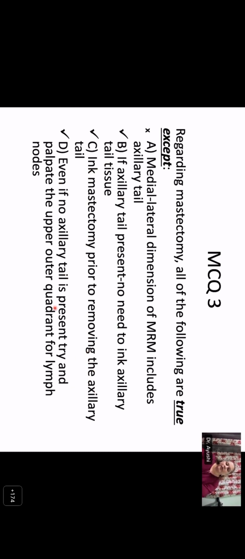Even if it is a simple mastectomy without axillary tail in the specimen that is sent, you should at least try to palpate and identify any kind of nodes that might be present in the upper outer quadrant. And what is wrong is that the medial lateral dimension includes axillary tail. No, the medial lateral dimension of the MRM should include the MRM only, and the axillary tail measurement is not important in such a situation.